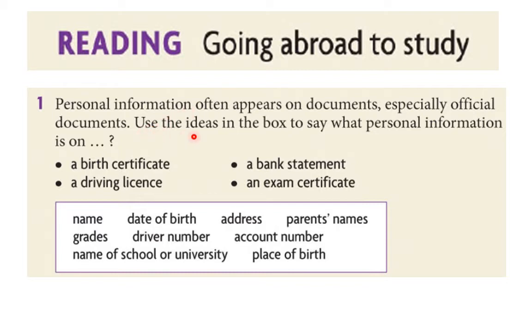Use the ideas in the box to say what personal information is on them. For example, we have these items with different information. It includes name, the name of the person, date of birth, address, parents' names, grades, driver number, account number, name of school or university, and place of birth.